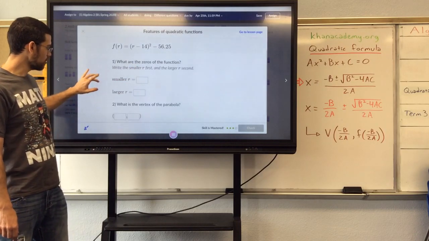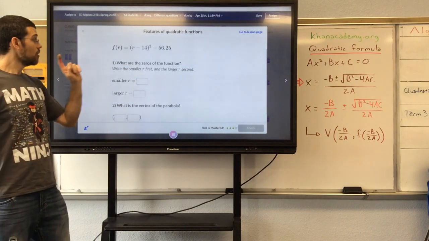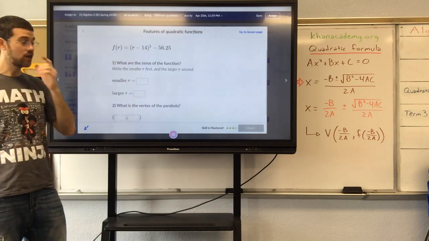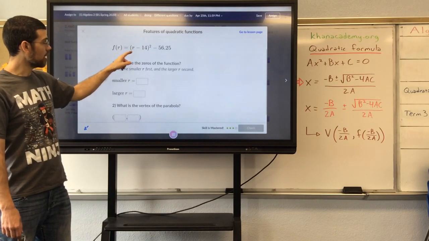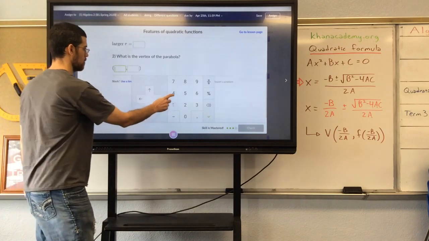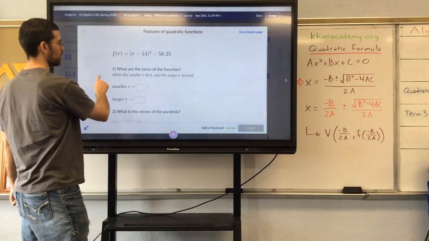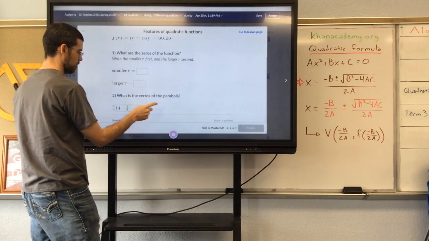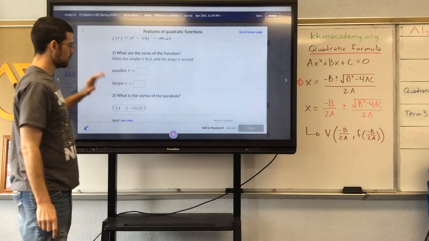That's our first question. The second question is, what's the vertex of the parabola? Well, in this case, this is in vertex form, so the vertex is sitting right there in front of us. The vertex is the opposite of this constant, so the opposite of negative 14 is our x-coordinate, 14. And the y-coordinate is whatever the constant is right here, negative 56.25. So we'll put that in. That's the easy part of this one.